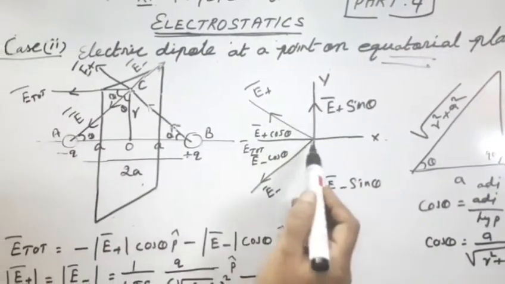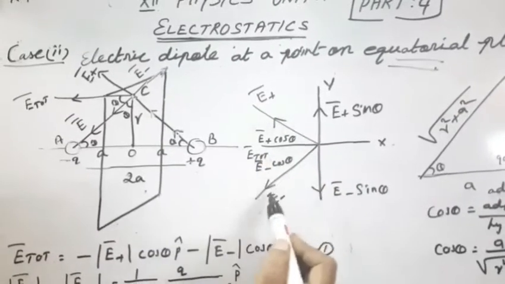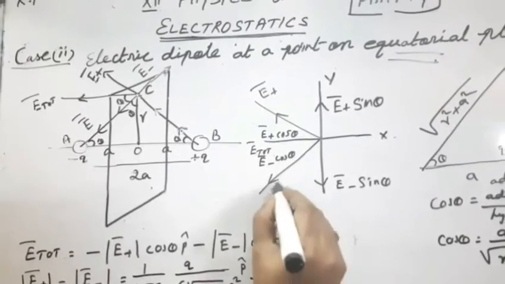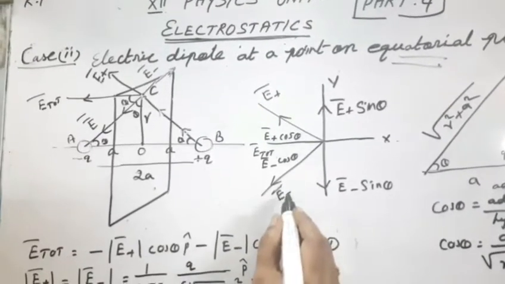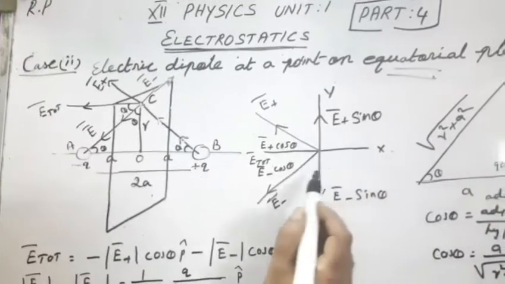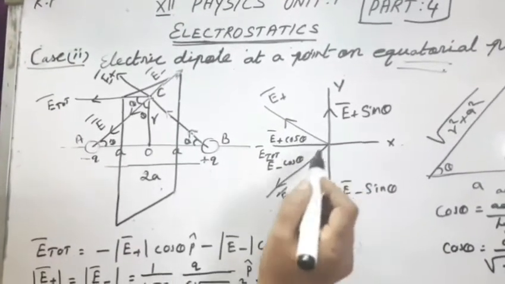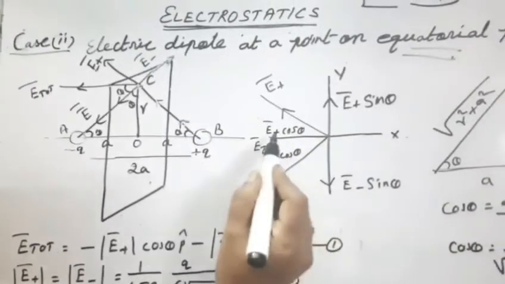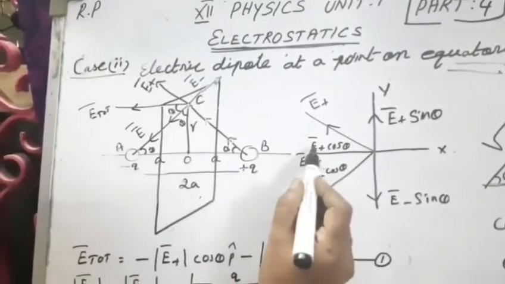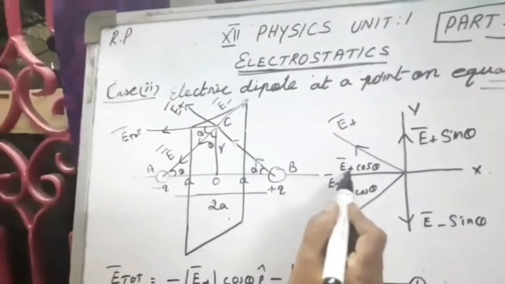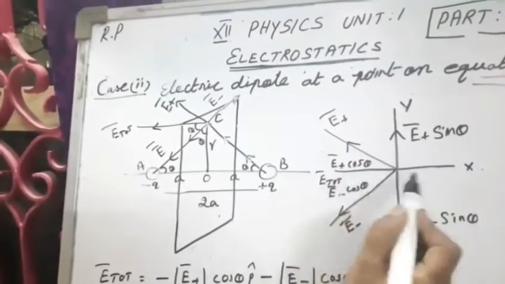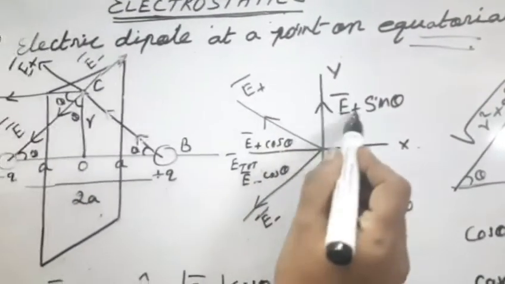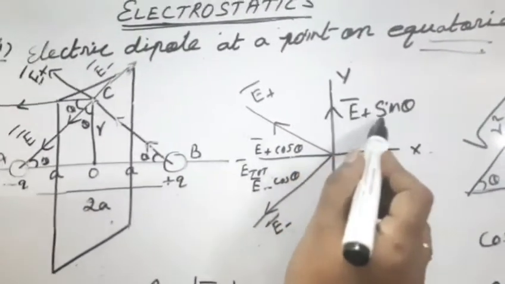Now we are resolving E minus bar. So when we are resolving the E minus value, in the x axis the value is E minus bar cos theta and in the y axis E minus bar sin theta. Like that, for the positive charge, resolving the electric field E plus bar, in the x direction E plus cos theta, and in the y axis it is E plus sin theta.